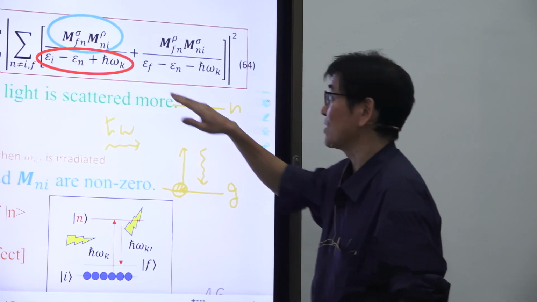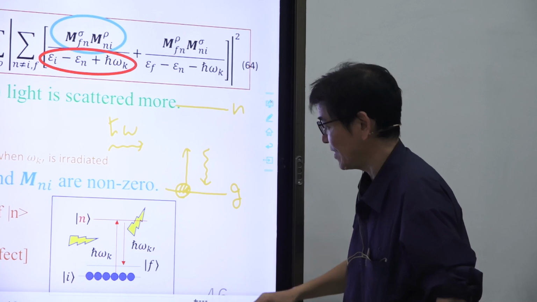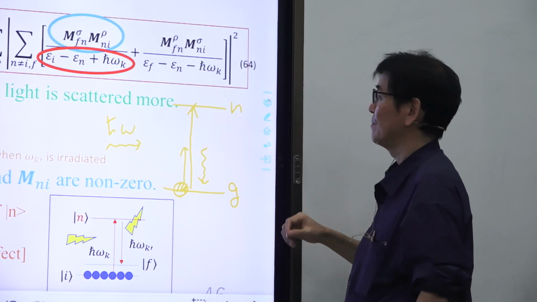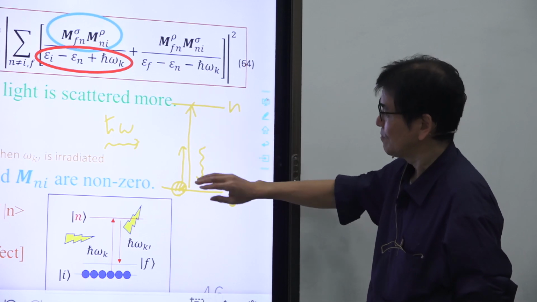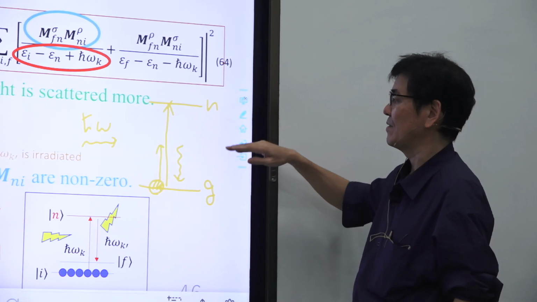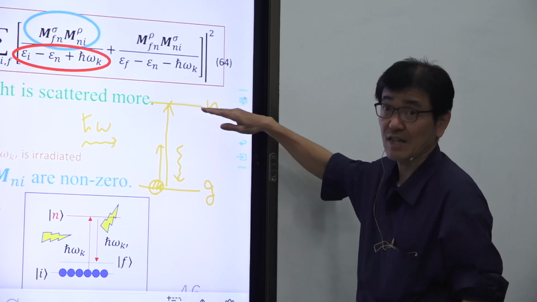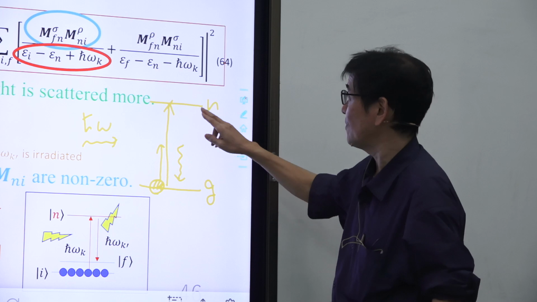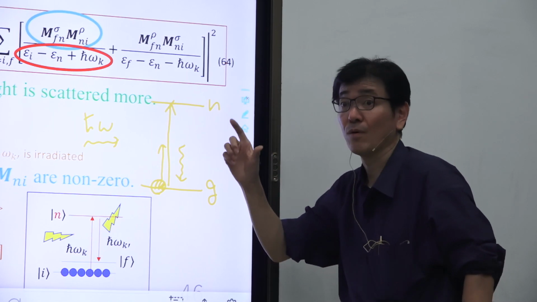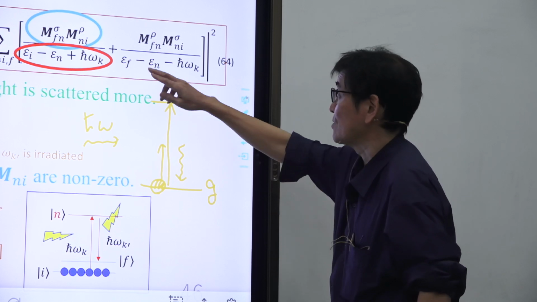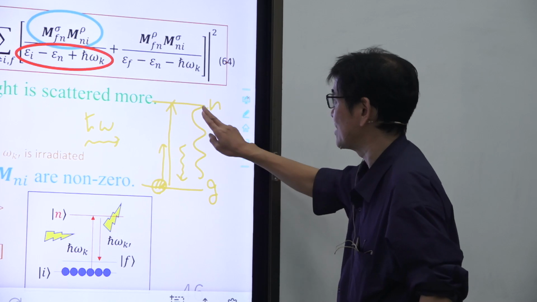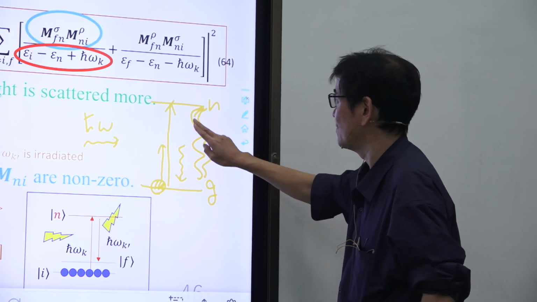And this equation tells us that if the energy is identical to the energy spacing between the ground and the intermediate real state, then the denominator reaches 0 or a very small value. According to this formulation, Raman scattering becomes very strong.